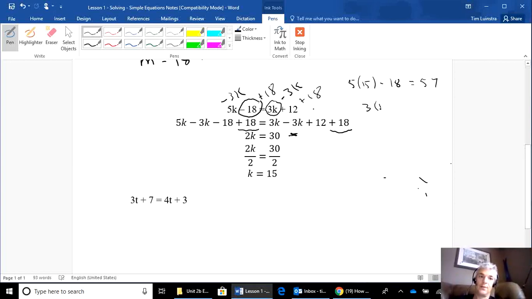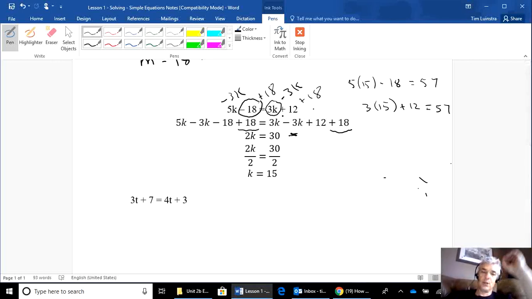Okay, let's hope the other side works out. 3 times 15 plus 12. Well, 3 times 15 is 45, and 45 plus 12 equals 57. So it does satisfy the equation when I put k as 15 into it. And that's really important. It's an important step to sometimes do. Sometimes kids give me answers that are just crazy. If you would just take a quick look back, you'd see that it doesn't work. Okay, I'll do the second.